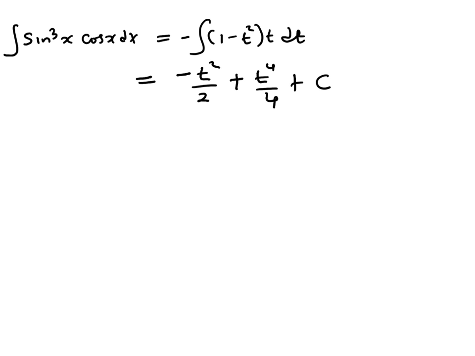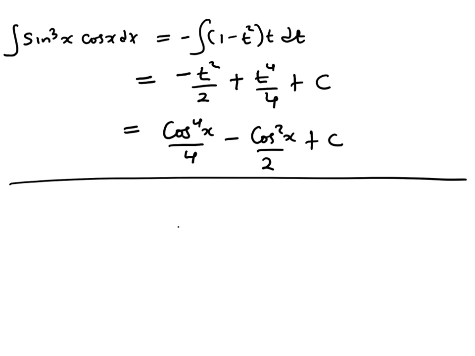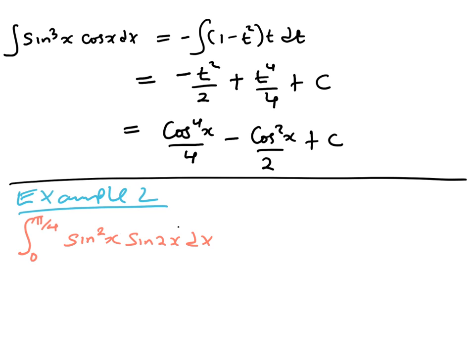So that's what we get, but we have to substitute in terms of t. What was t? t was cosine. So this is cos power 4 of x over 4 minus cos squared x over 2, then plus the constant of integration. That's the integral.